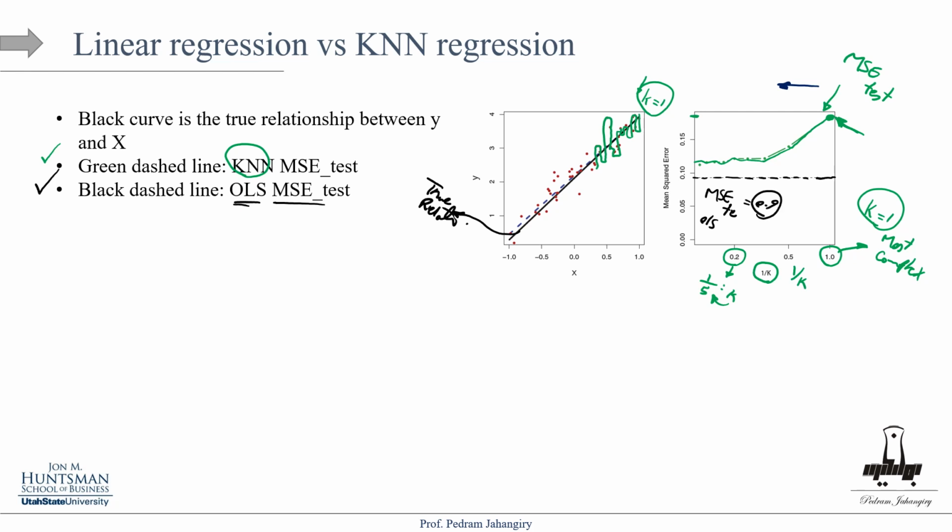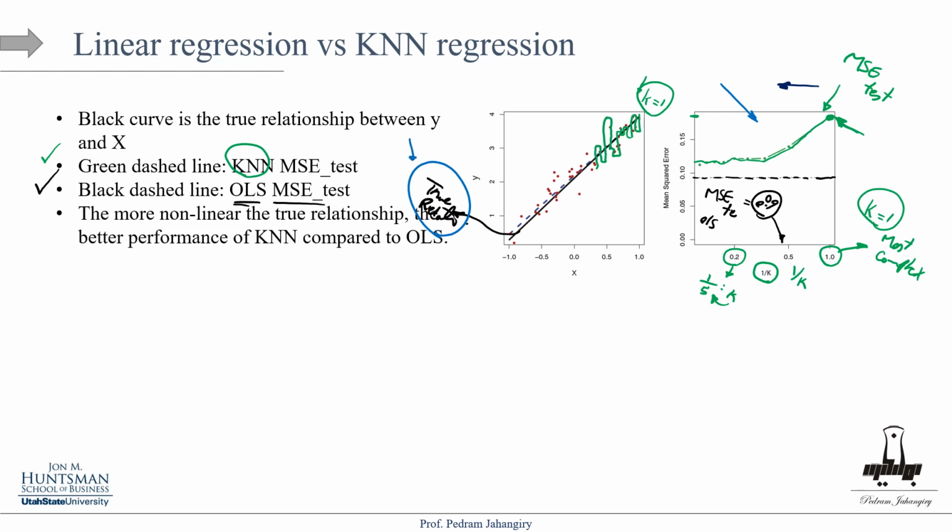And of course, not surprisingly, it's independent of the value of k, because we are using OLS, which has nothing to do with k. So we're going to get one number, and in this example it's 0.09. So it seems that when the true relationship in the data is linear, KNN, regardless of the value of k, is not performing as well as our simple OLS. So KNN is always going to do a worse job compared to a simple OLS when the true relationship is linear.